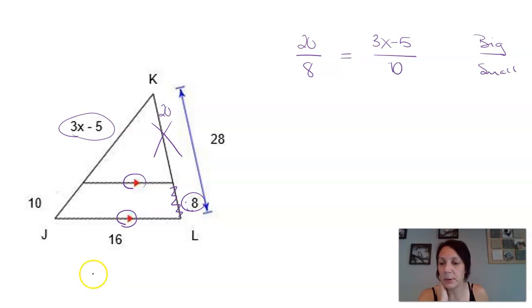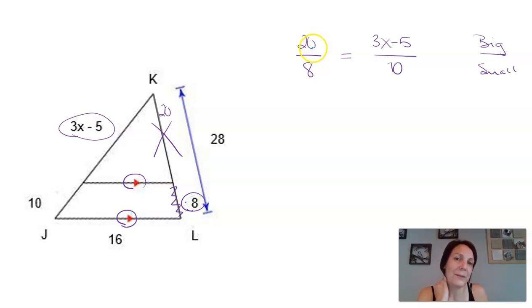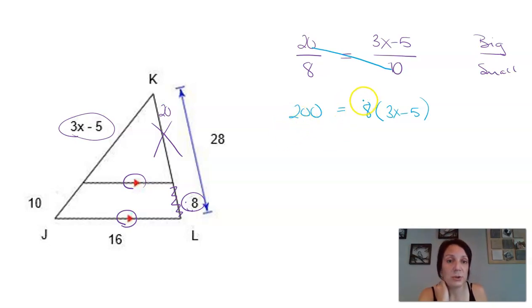All right, so once my ratio is set up, let's do our cross multiply. 20 times 10 is 200. And on the other side, I have 8 times this whole expression. So please remember, if you have a situation like that, you've got to put that expression in parentheses and do a distribution. So I'm going to do my rainbow. So 8 times 3x is 24x, and 8 times 5 is 40. I'm going to keep my minus. Let's see, add 40 to both sides.